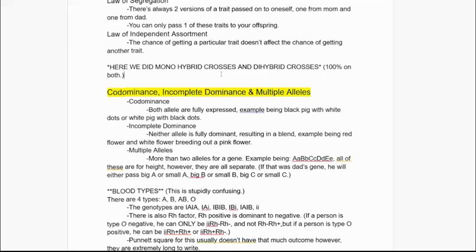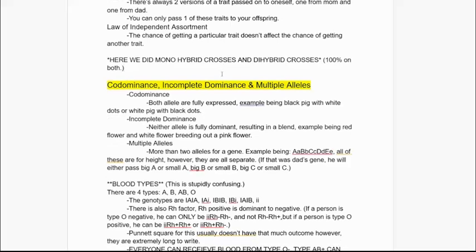So codominance, incomplete dominance, and multiple alleles are a little different. They're the special cases. Codominance is when both traits are fully expressed, for example, a black pig with white dots, or a white pig with black dots. Incomplete dominance is when none of them is dominant, so it results in a blend. So basically, when you have an orange cat and a white cat, it blends into a calico cat, and it looks cute. Multiple alleles is when more than 2 alleles control a gene.